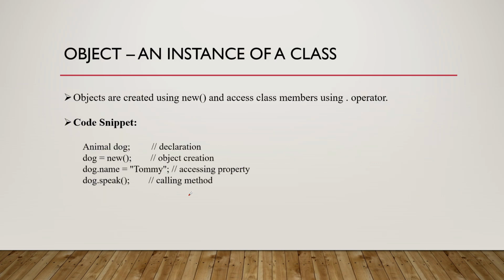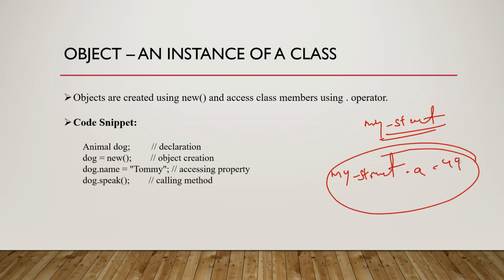Now let's talk about the object. Let me take the example of a structure. Whenever you declare a struct, you take an instance of the struct to access the variables inside it. You are doing something like my_struct.a = 49 to assign values in a structure. A similar thing goes with the object, or class. To access the class properties and class methods, we have to take an instance.